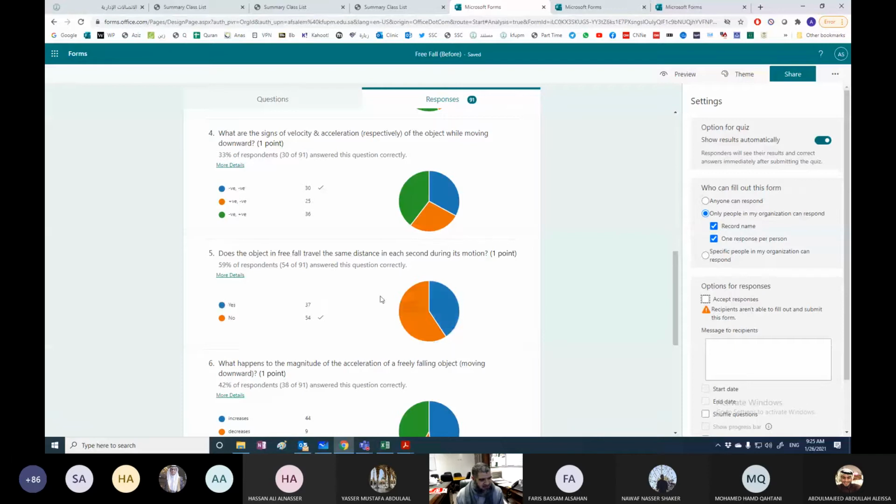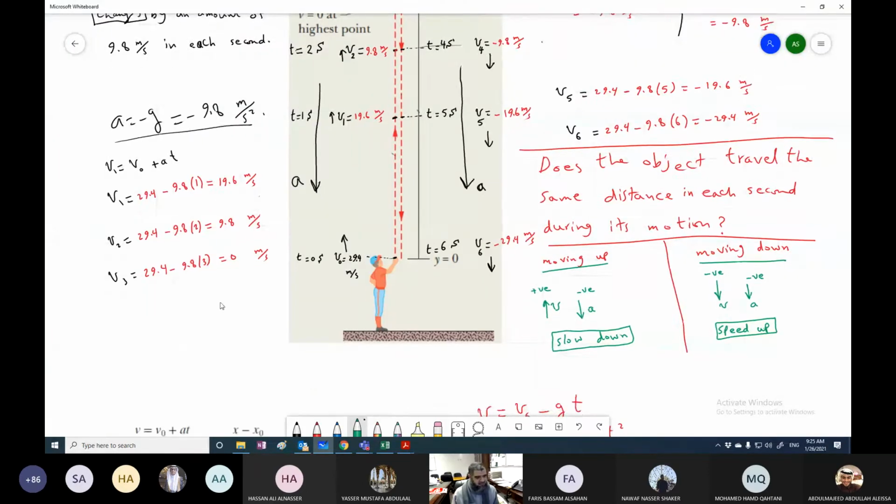37 students said yes, the object will travel the same distance, and the majority said no. 54 is correct. This is the correct answer. Okay, it will not travel the same distance. Now we will explain and clarify it. Let us discuss this.